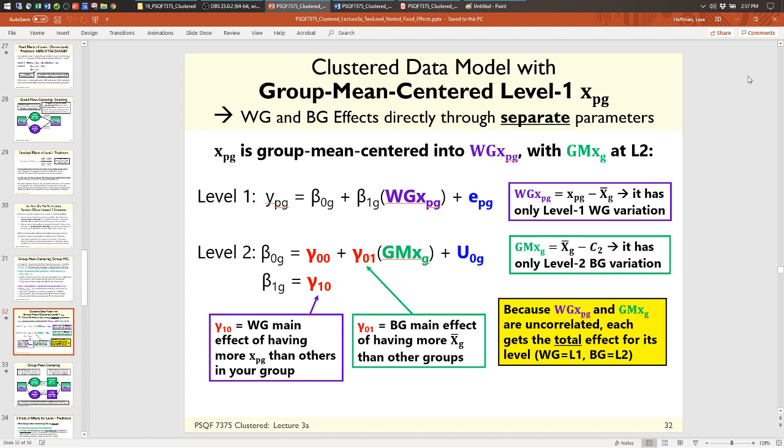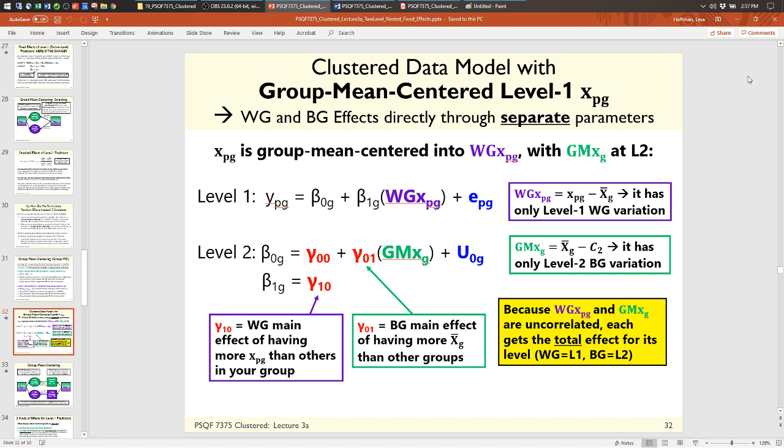Pros to this approach: it's simple. You put in the hard work to set up the variables, and once you have these variables, you have to know what they mean. The group mean only has level 2 variance. It can only have the between group effect. The within group deviation from the group mean only has level 1 variation. It can only have a within group effect, the end. So I like it because it's hard to screw up.